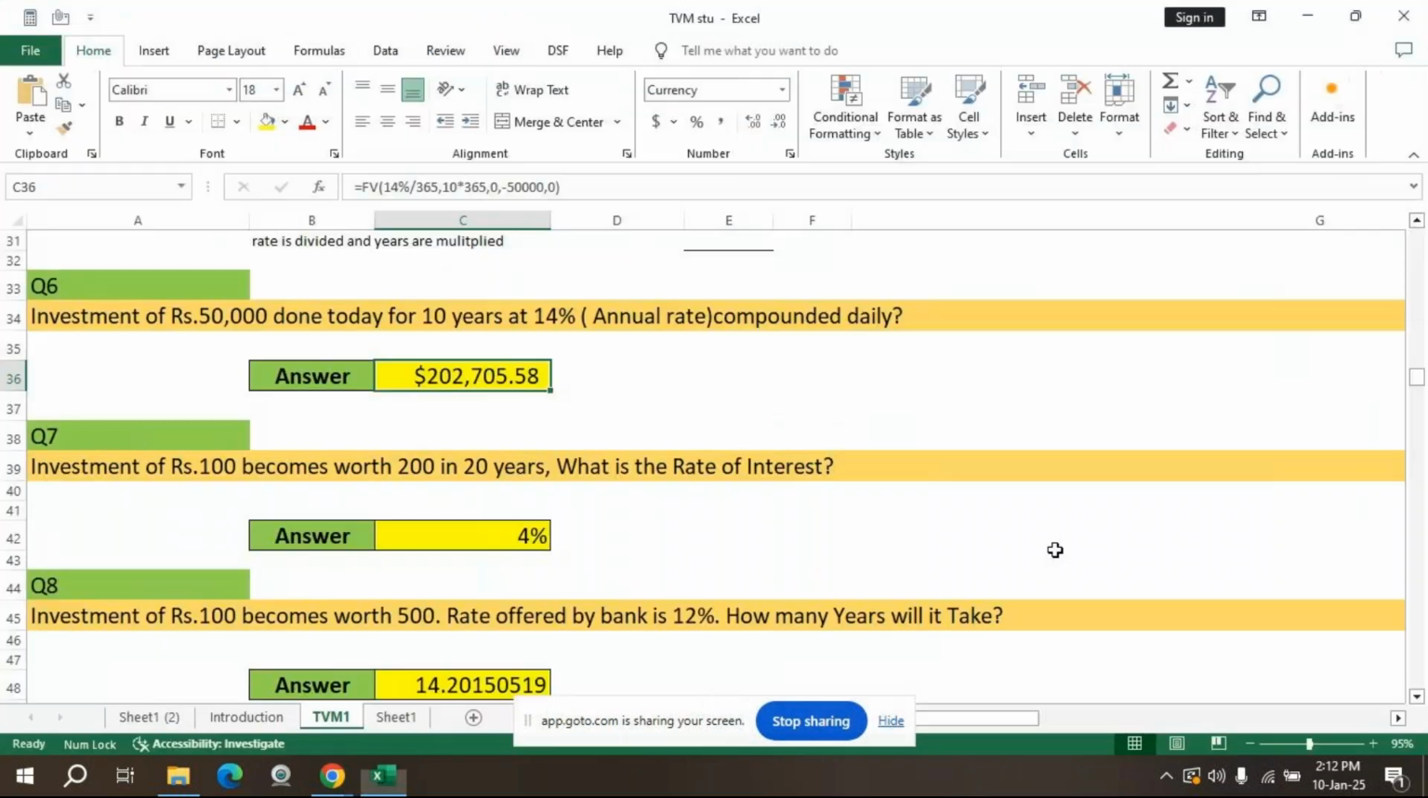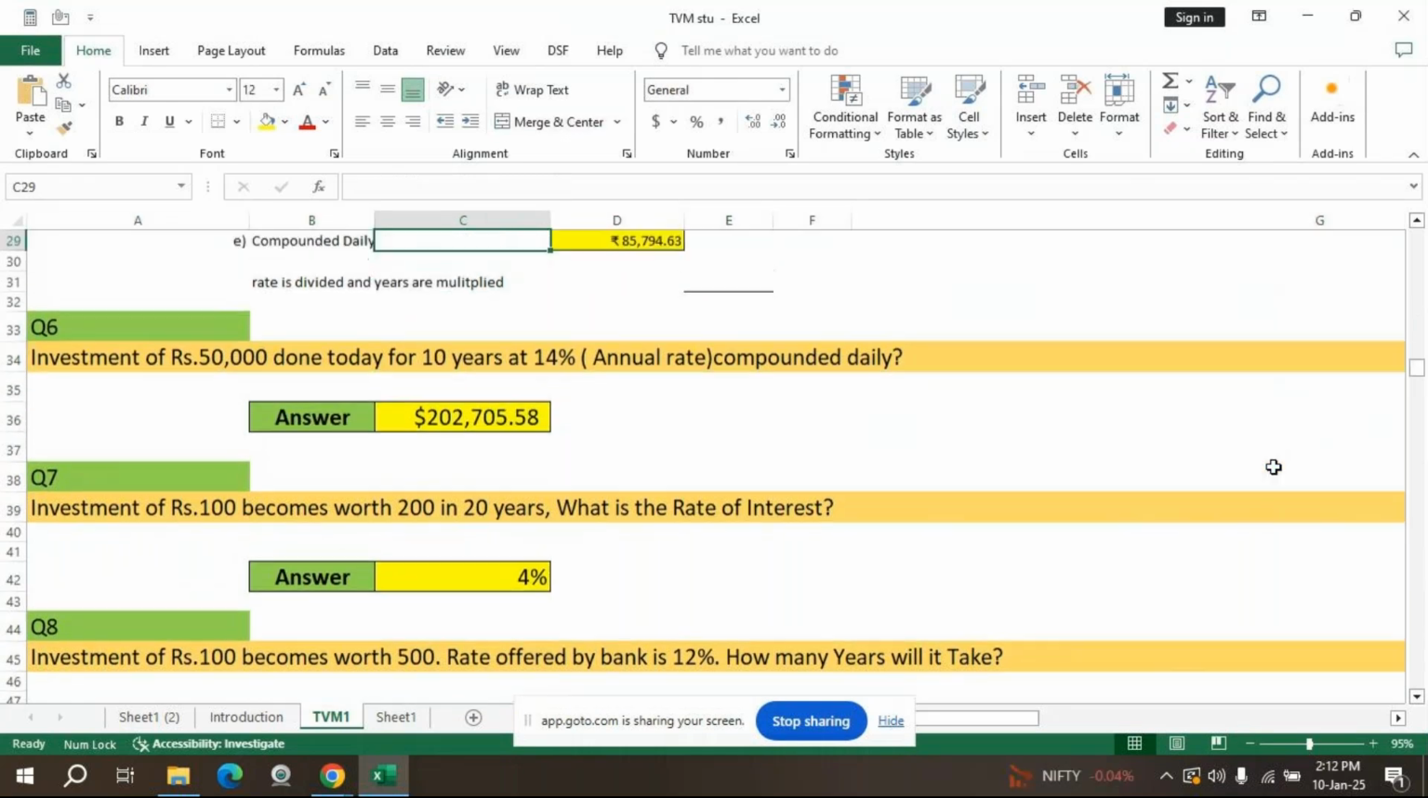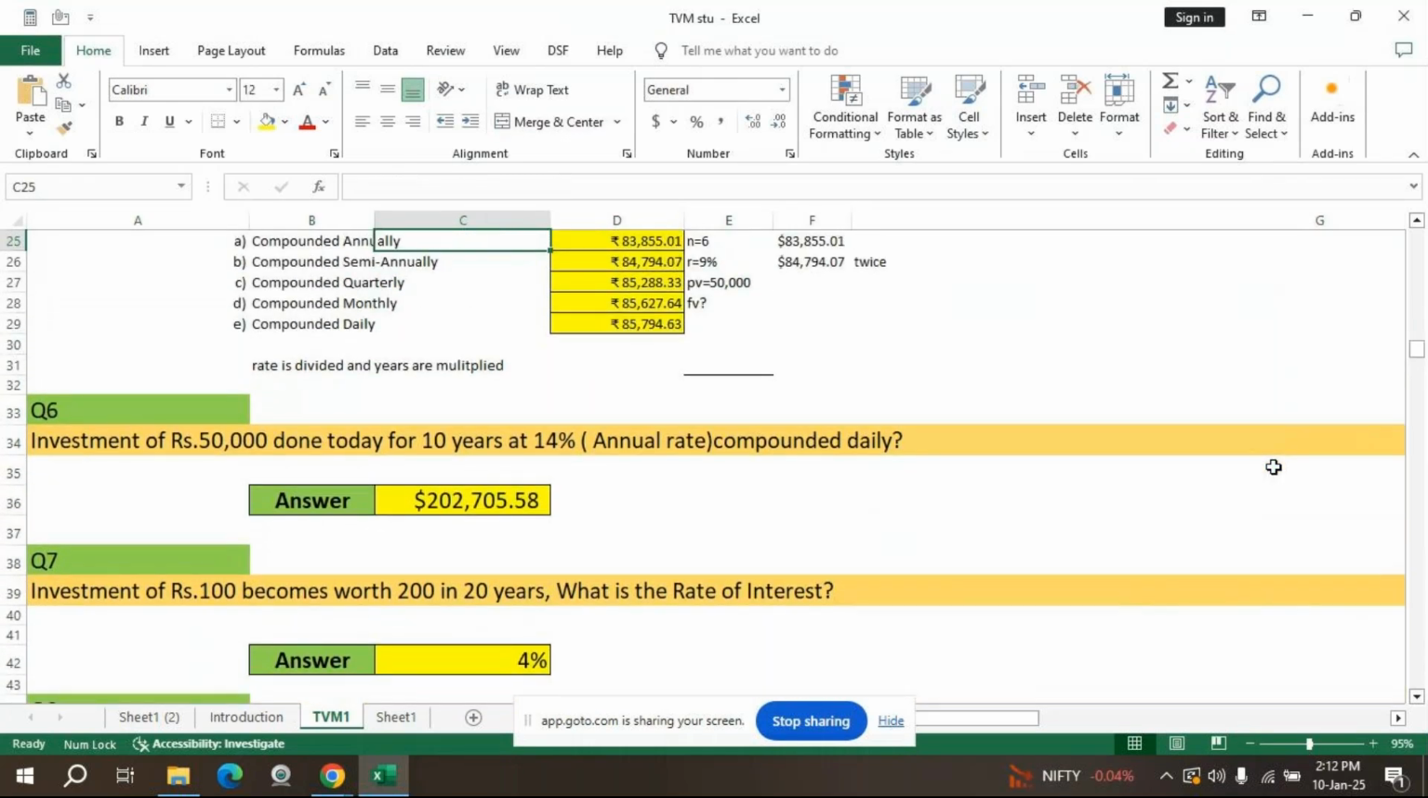Done, no? This one, that means the fifth question, the compounded annually, semi-annually, quarterly and all. Yes, ma'am. Okay. So then the sixth one.